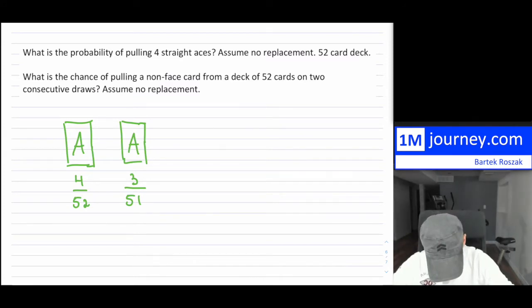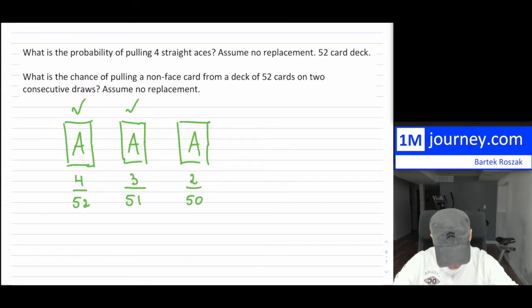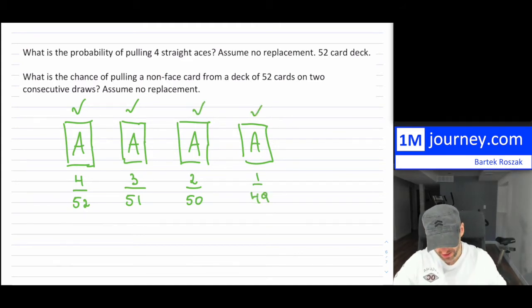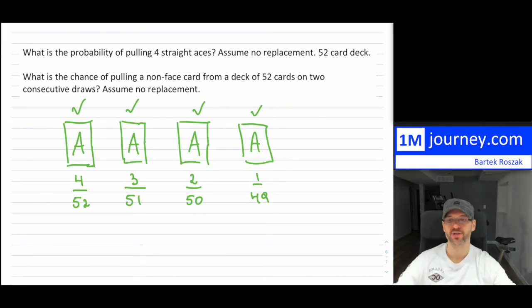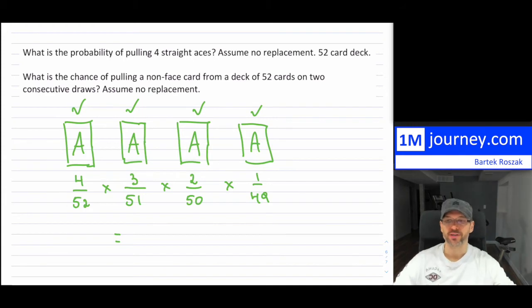On the third attempt, if you wanted another ace, there would be only 2 aces left out of 50 cards because you pulled 2 cards out already. And on the last one, it would be only 1 out of 49. Those probabilities keep going down as you pull the aces. They're all independent of each other, so we multiply these together to get our probability. You can then change it back into a percent if you wanted to, or keep it as whatever you like.